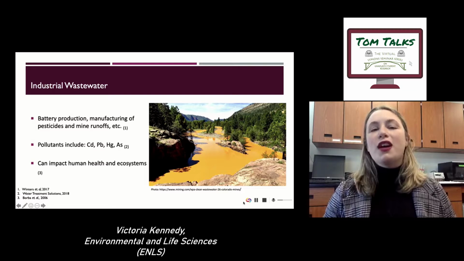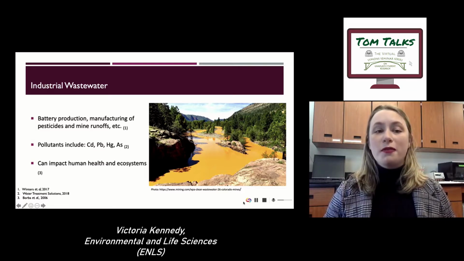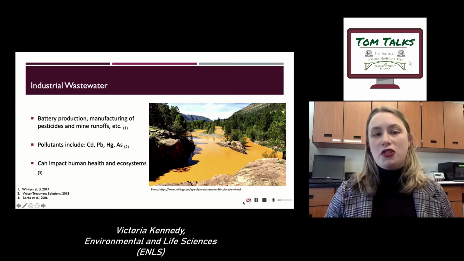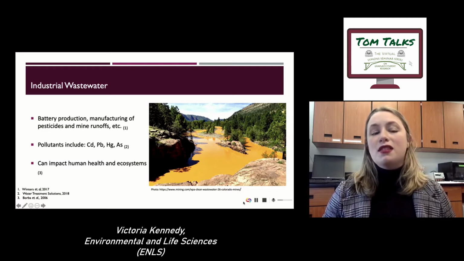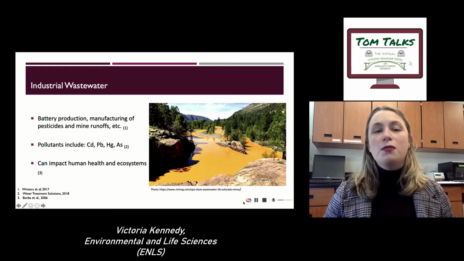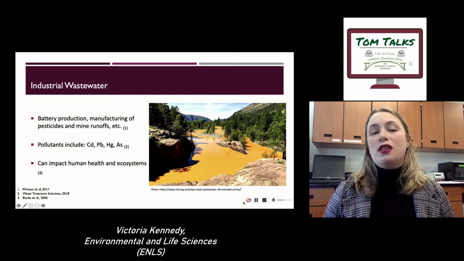So first I want to give you guys an introduction into industrial wastewater. Industrial wastewater is any wastewater or sewage that comes from battery production, the manufacturing of pesticides, and mine runoffs and mine tailing ponds. Now, the issue with these wastewaters is that they often have pollutants in them, such as cadmium, lead, mercury, and arsenic, so these toxic metals that you typically don't want in your water. These metals can have a negative impact not only on human health, but also on the health of neighboring ecosystems, as these waters can sometimes seep out into neighboring rivers or destroy ecosystems surrounding the industrial wastewater and the mine runoff ponds.